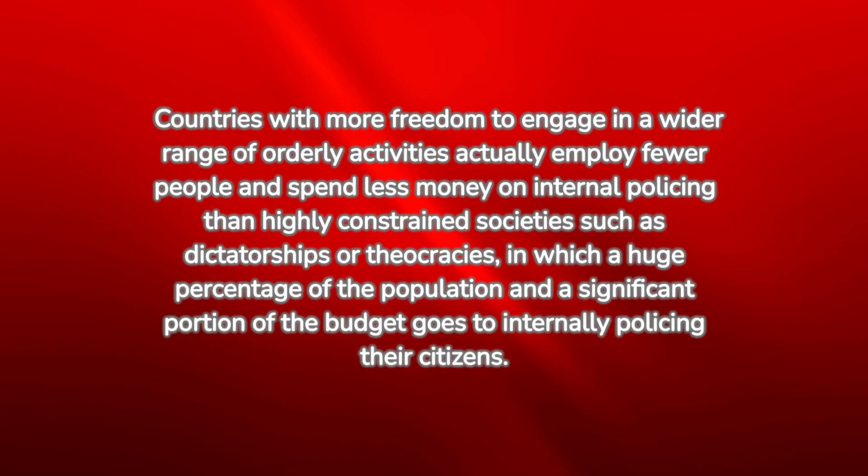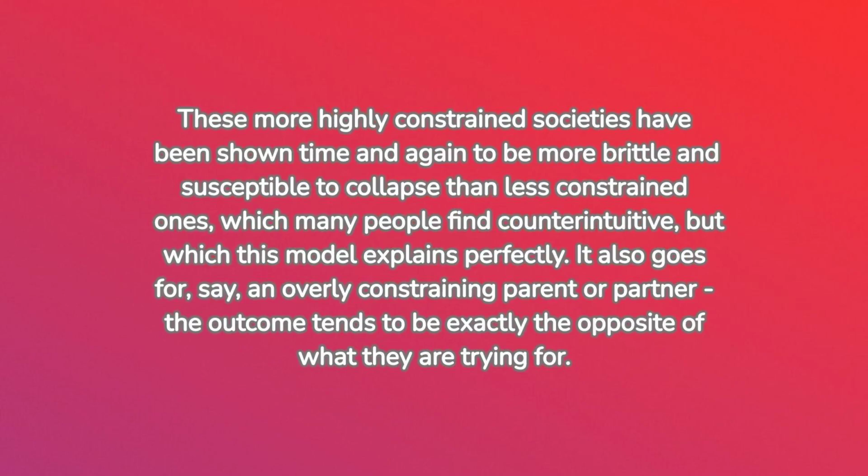Countries with more freedom to engage in a wider range of orderly activities actually employ fewer people and spend less money on internal policing than highly constrained societies such as dictatorships or theocracies, in which a huge percentage of the population and a significant portion of the budget goes to internally policing their citizens. These more highly constrained societies have been shown time and again to be more brittle and susceptible to collapse than less constrained ones, which many people find counterintuitive, but which this model explains perfectly. It also goes for, say, an overly constraining parent or partner. The outcome tends to be exactly the opposite of what they are trying for.